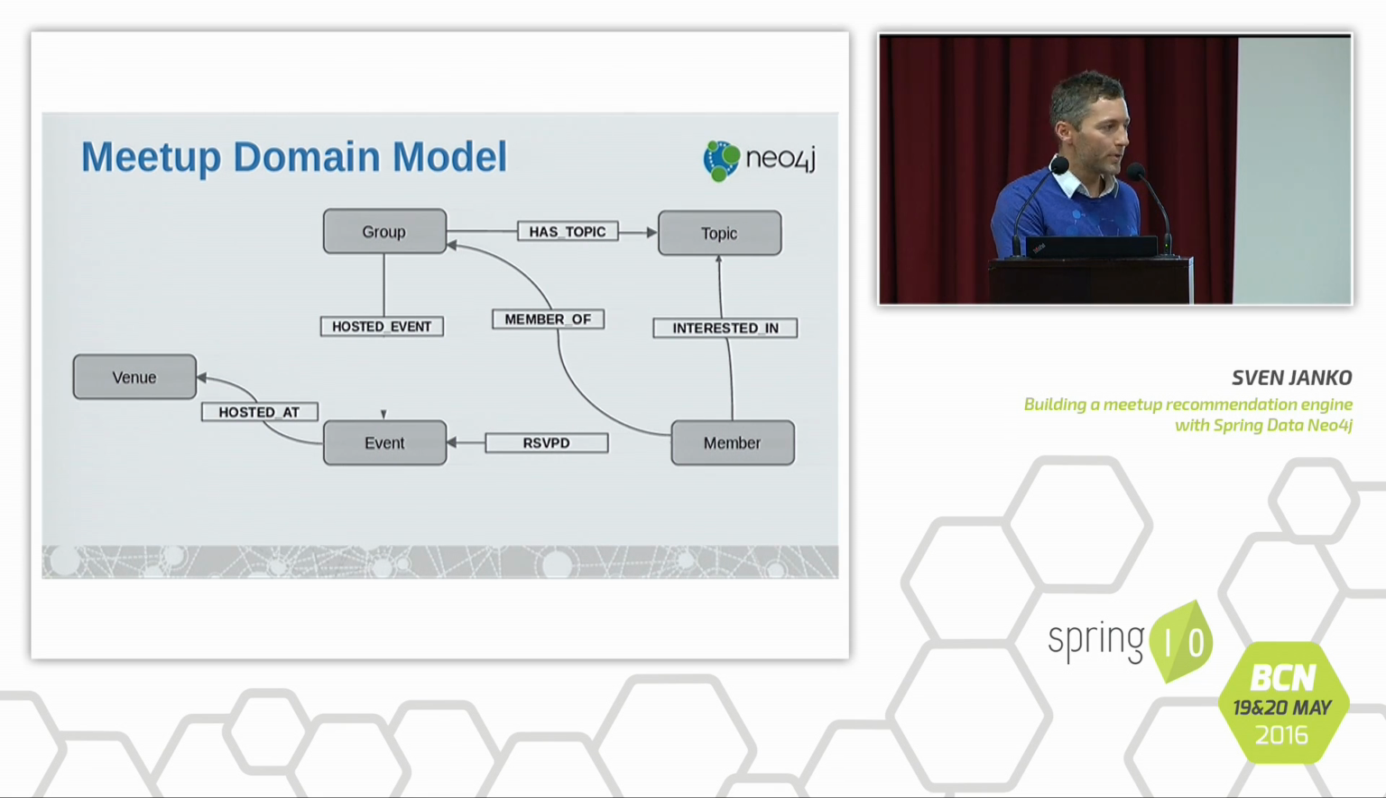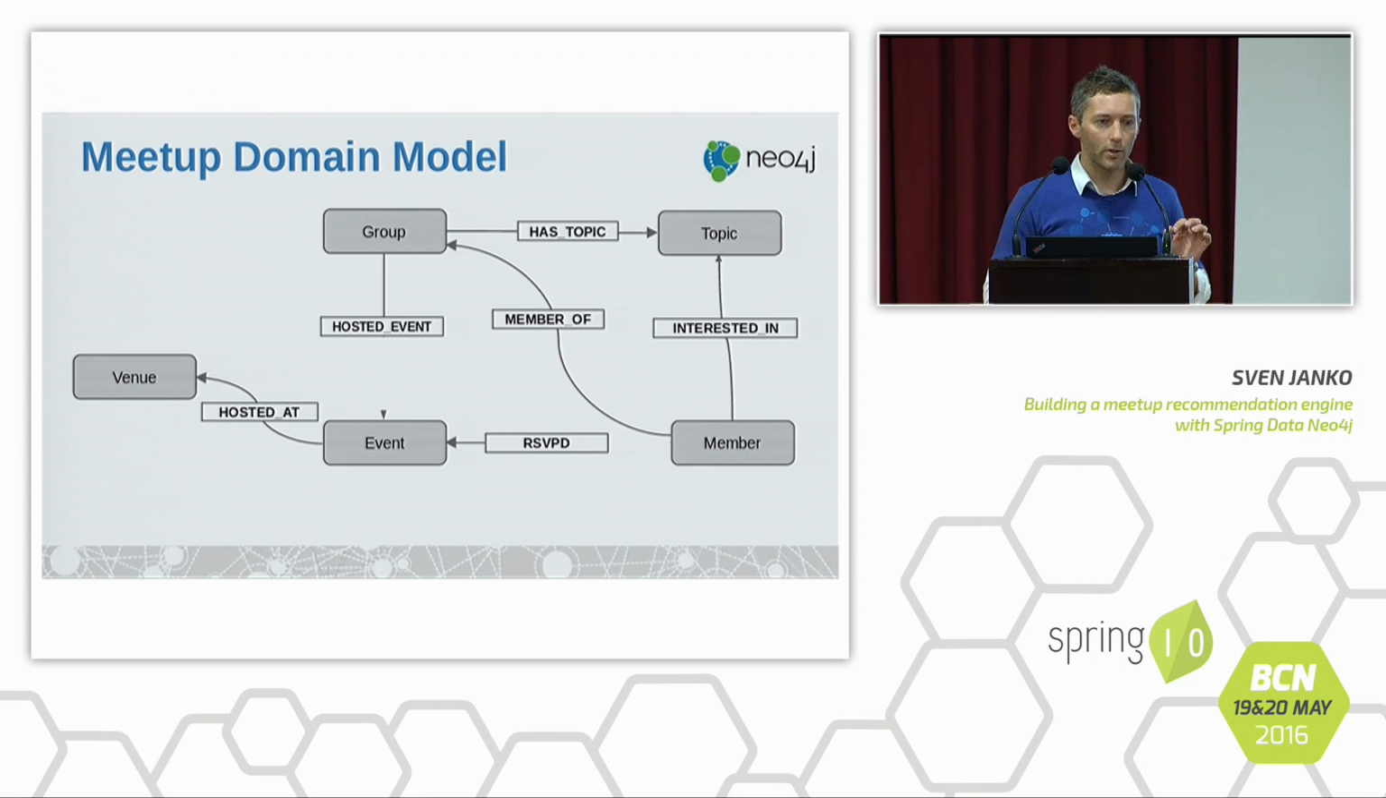Okay, so a member, for example, is a member of a group, that is this path here, and a member is also interested in a topic, and a member also can subscribe to an event. And a group hosts some event, and this event takes place at some venue. And a group, as I said, has some topics, several topics, which they are talking about. So that's our domain model.